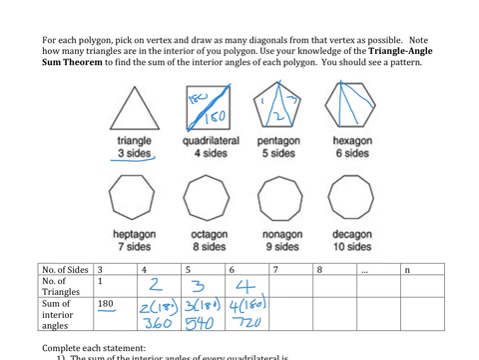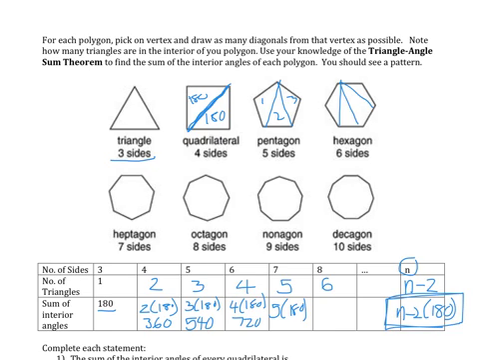And I think you're seeing the pattern now. The 7-sided polygon is going to be separated into 5 triangles. It'll be 5 times 180. This will be 6. And so with n number of sides, you're going to separate it into n minus 2 triangles, and the sum of the interior angles is n minus 2 times 180.